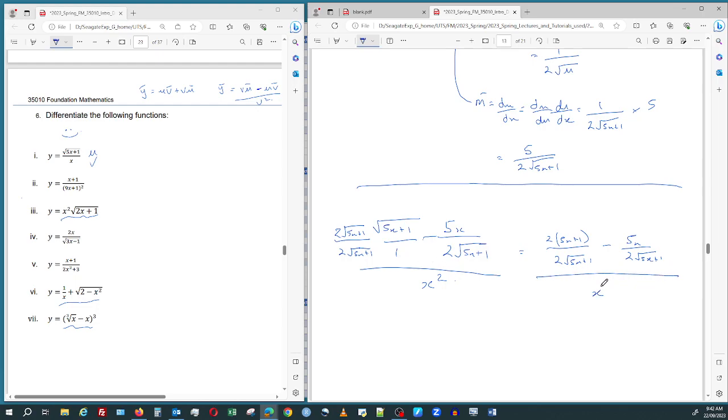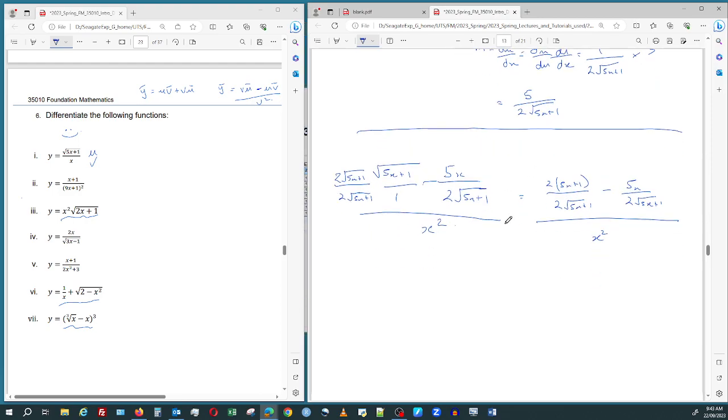So x squared we can bring out as a product, which will kind of soften the look of this quite a bit. Now, if I put this on the same denominator, we'll have 2 times 5x plus 1 minus 5x over, same family, 2 root 5x plus 1, and then times 1 over x squared. That just makes it look a bit softer, doesn't it? So then we can do our little expansions, and we can do some rationalising on the bottom.